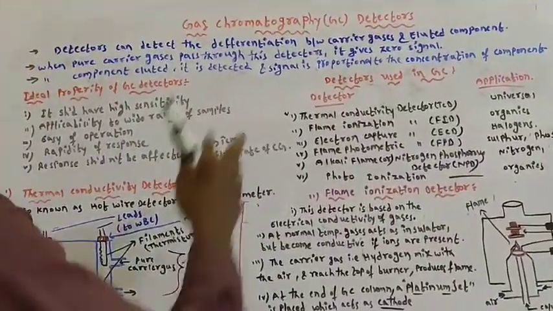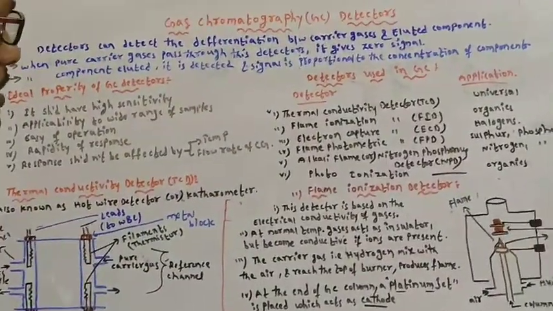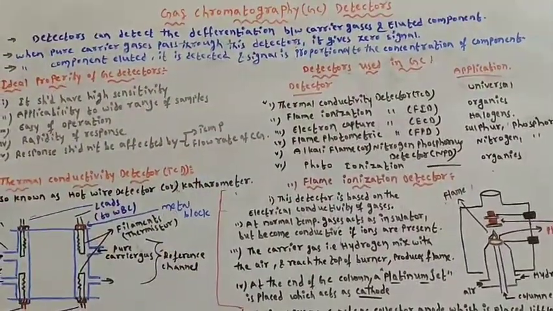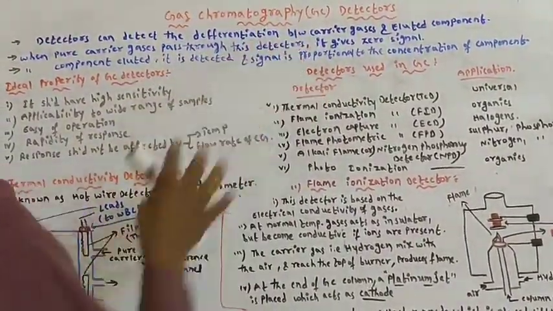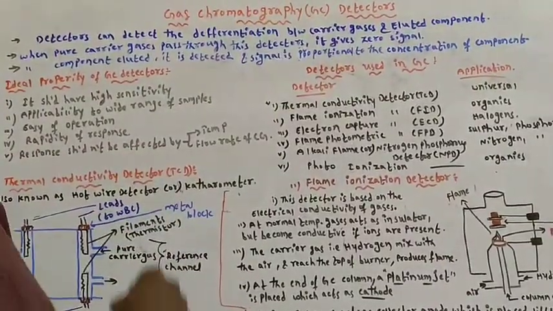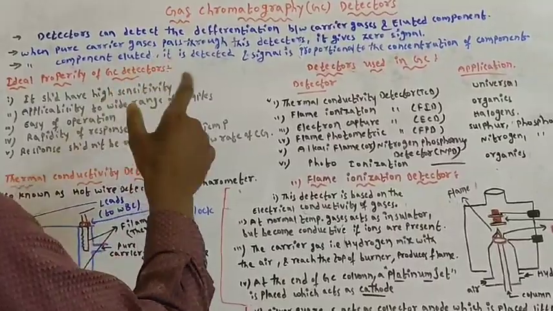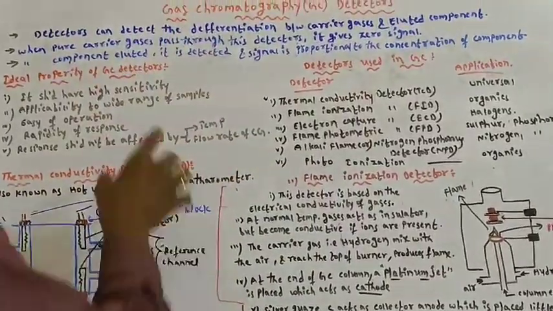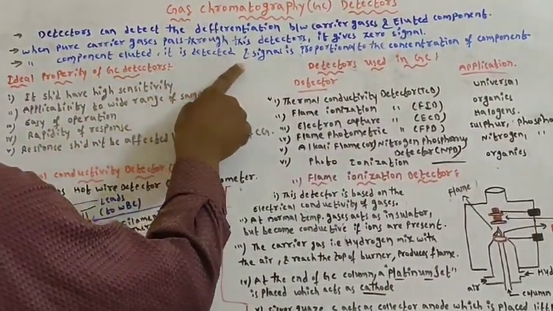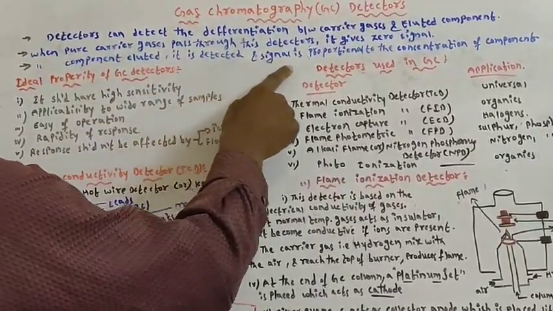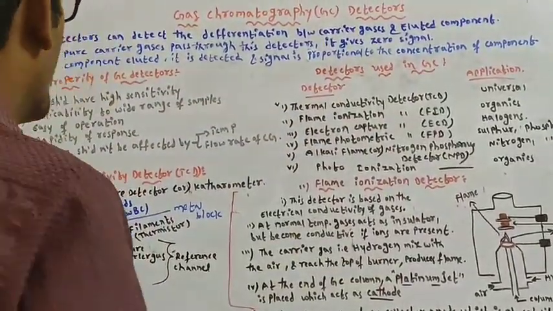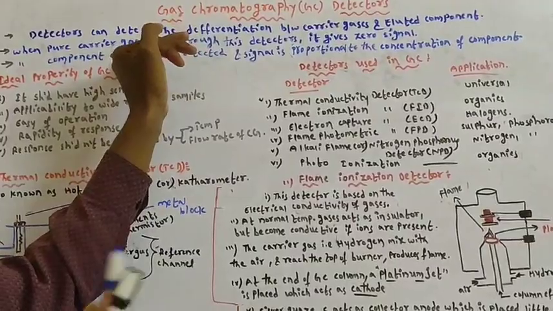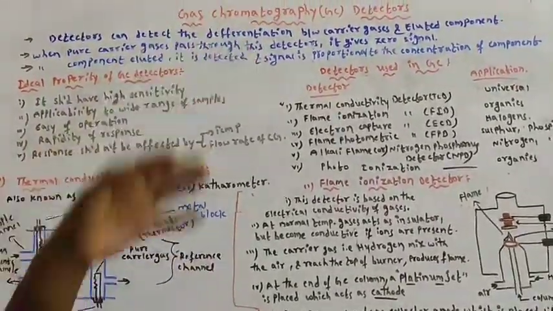Detectors can detect the differentiation between carrier gas and eluted compound. When pure carrier gas passes through these detectors, it gives zero signal. When a component is eluted, meaning whenever a mixture of gas and solute molecules comes from the column, the component will be detected and the signal is proportional to the concentration of the component. Whatever signal the detector shows is directly proportional to the component present in the gaseous mixture. Okay, this is about detectors.